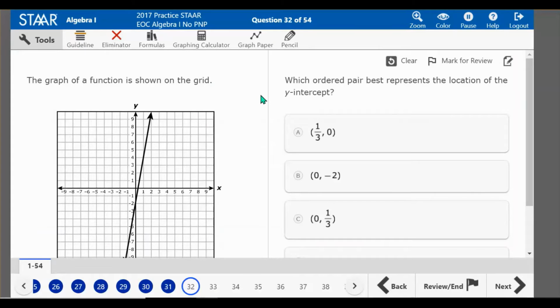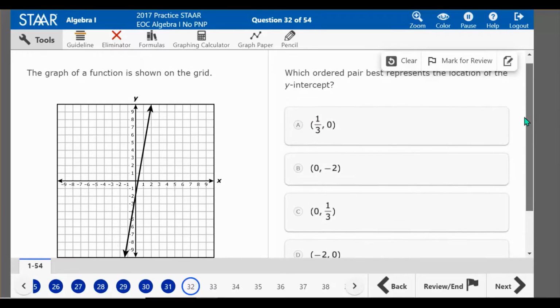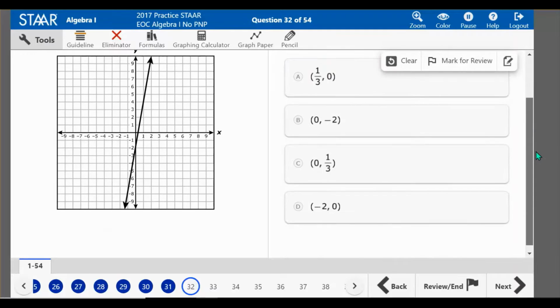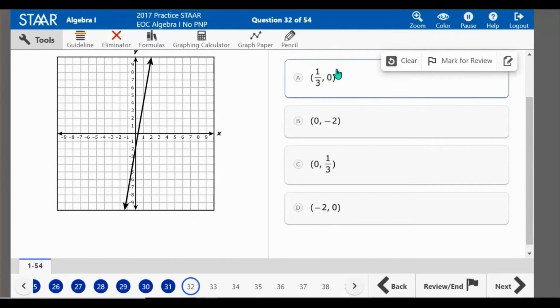Number 32. The graph of a function is shown on the grid. Which ordered pair best represents the location of the y-intercept? So if it's a y-intercept, the x value would be 0 and the y would be something, right? So we know our answer can't be A or D. So it has to be B or C.